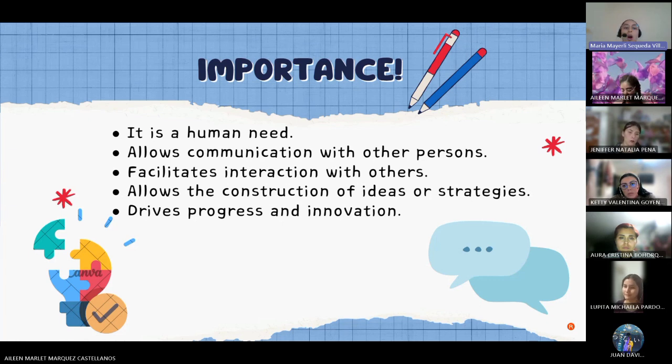The number four is the construction of ideas or strategies. When I speak, I can, for example, talk about specific information, or maybe about strategies, or share an opinion. The objective is the construction of ideas, strategies, or different proposals. And finally, speaking drives progress and innovation. The process of speaking refers to communication, with the objective to innovate, maybe in society, countries, or in art.